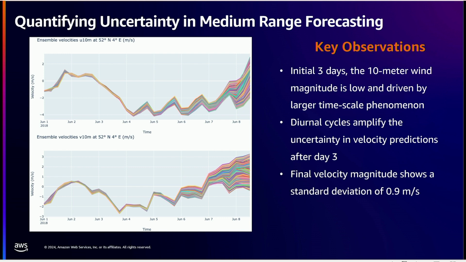Over the first 3 days, the velocity magnitude is rather low. And then it starts growing, and this is when also the noise starts amplifying. And the final velocity magnitude, as you can see at the end of 7 days, is wildly different between the ensemble members.